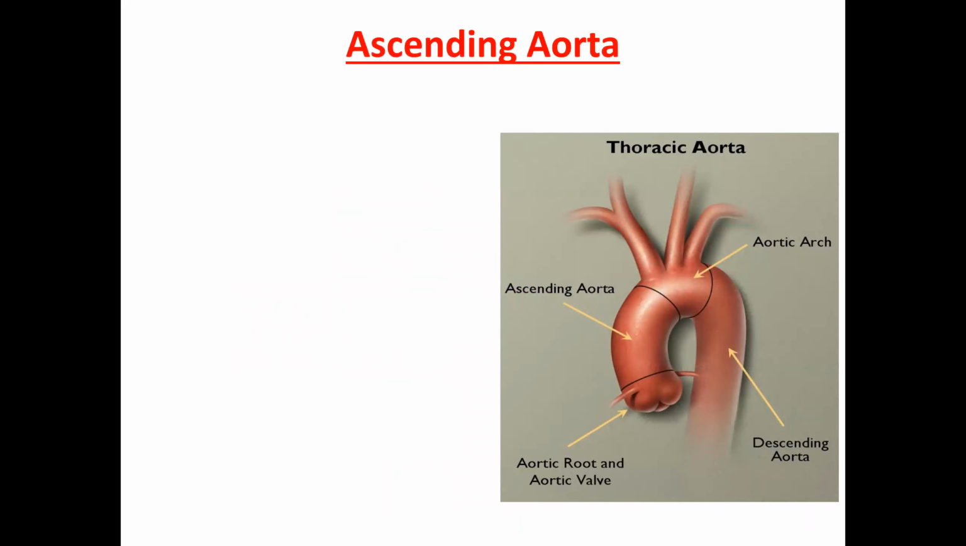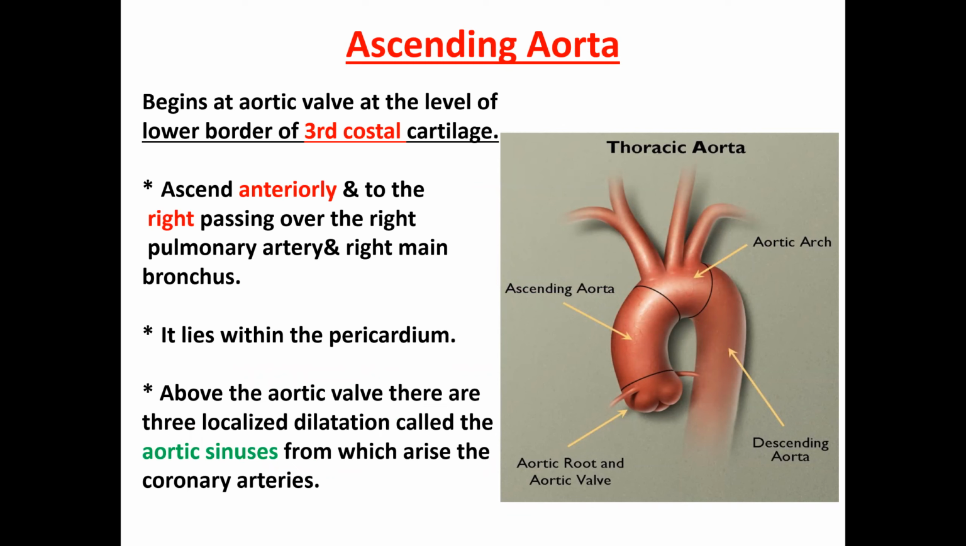Ascending aorta begins at aortic valve at the level of lower border of third costal cartilage. Ascends anteriorly and to the right, passing over the right pulmonary artery and right main bronchus. It lies within the pericardium. Above the aortic valve, there are three localized dilatations called the aortic sinuses, from which arise the coronary arteries. This is the aortic valve and the sinuses with ascending aorta.